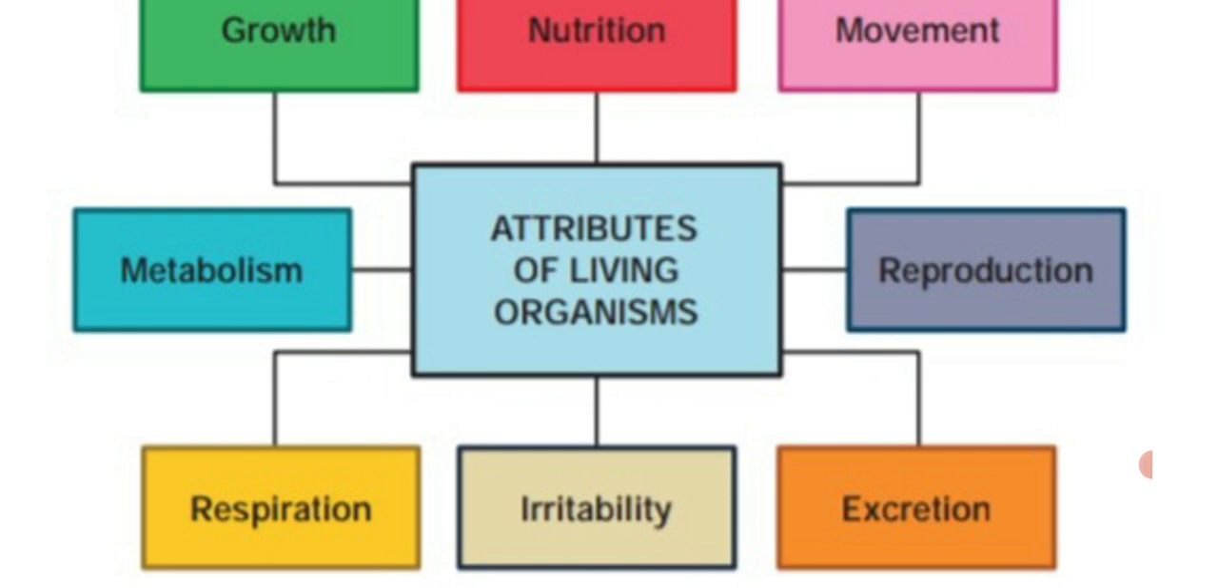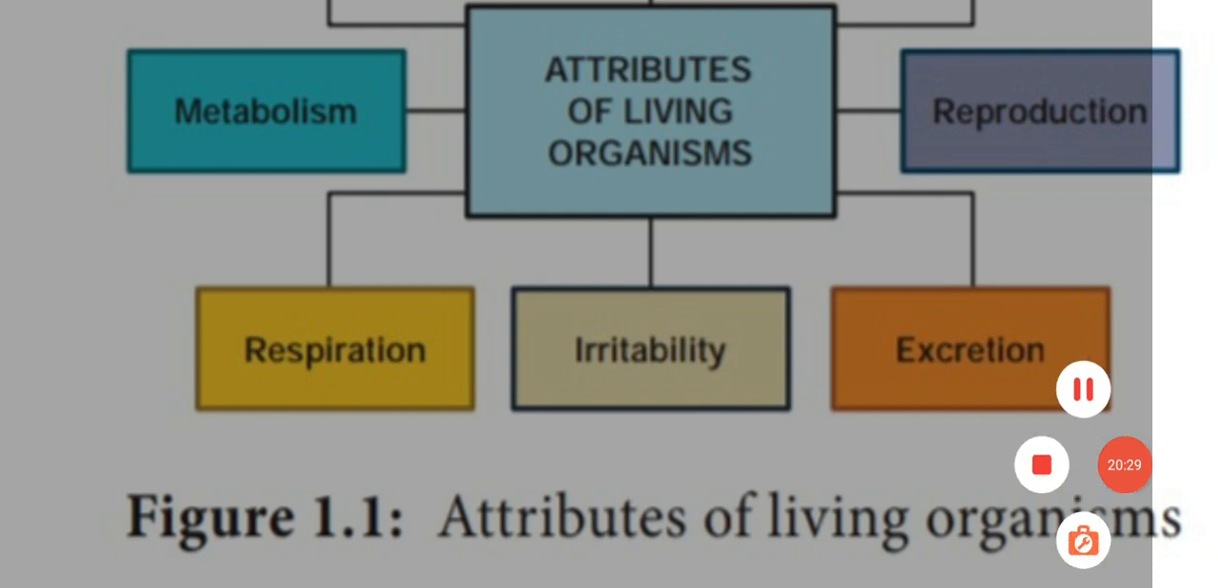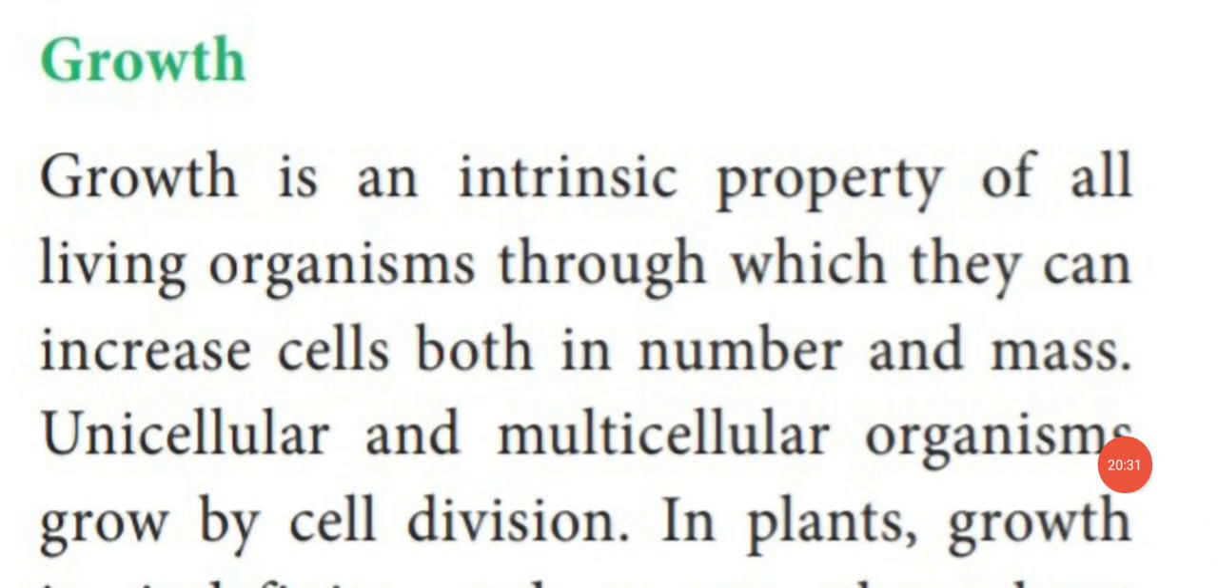So dear students, these are all the different attributes which are present in both plants and animals. Dear students, attributes of living organism is an important 2-mark question. Kindly note it down in your classwork. Now we are going to see each and every attribute in a detailed manner. First attribute is growth.